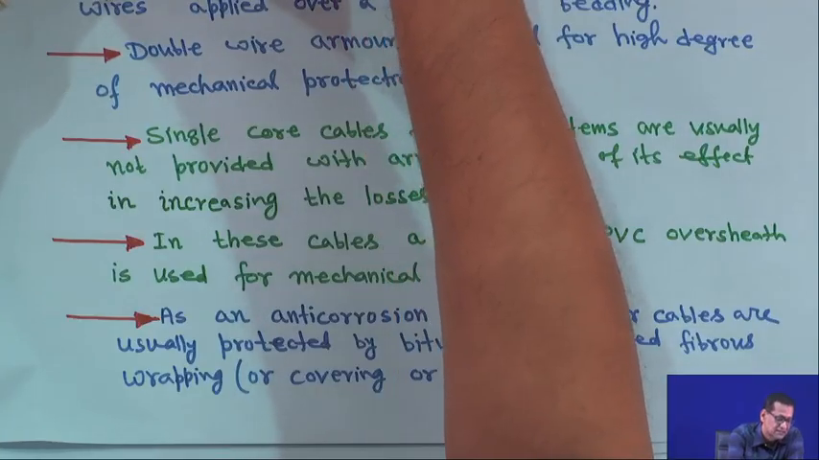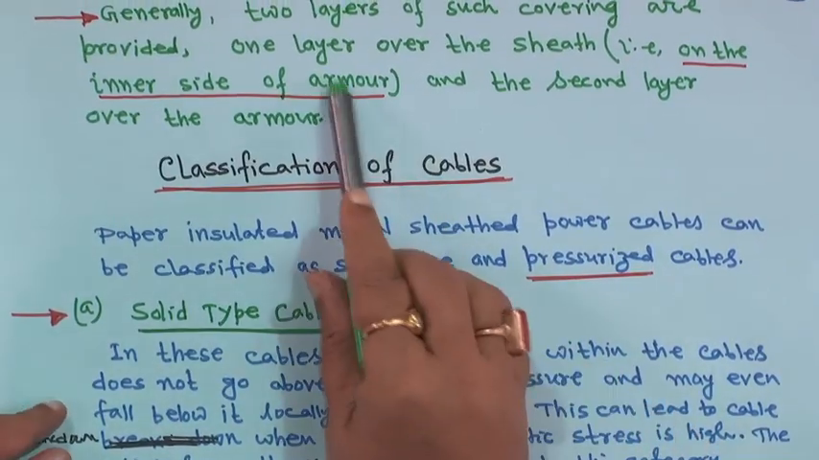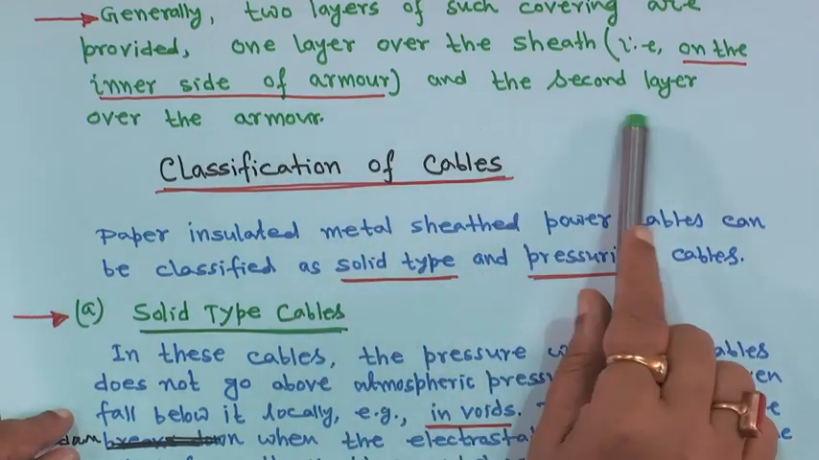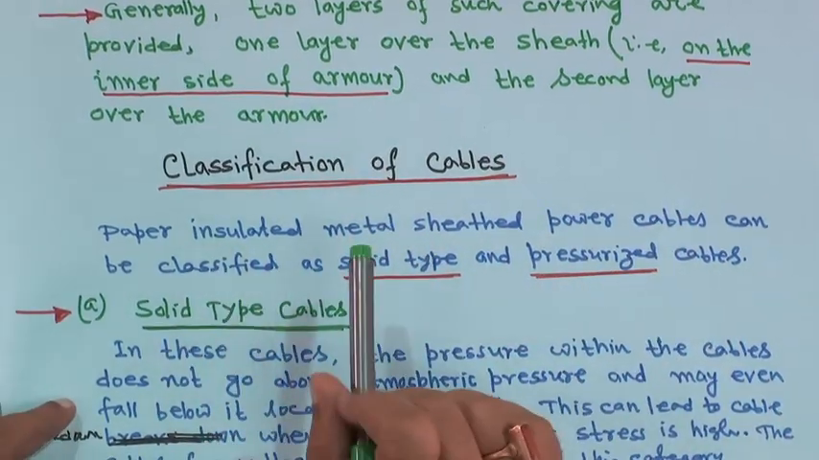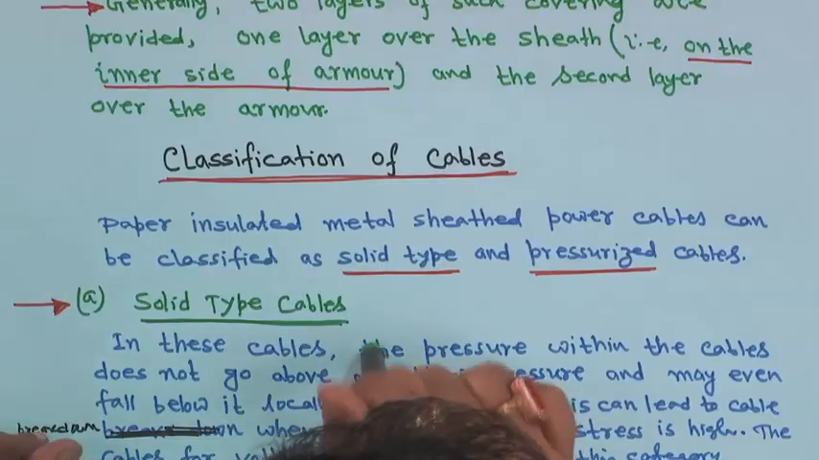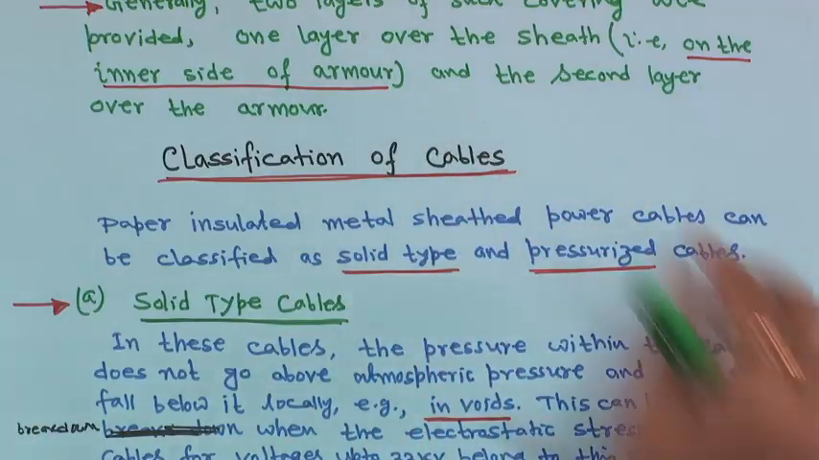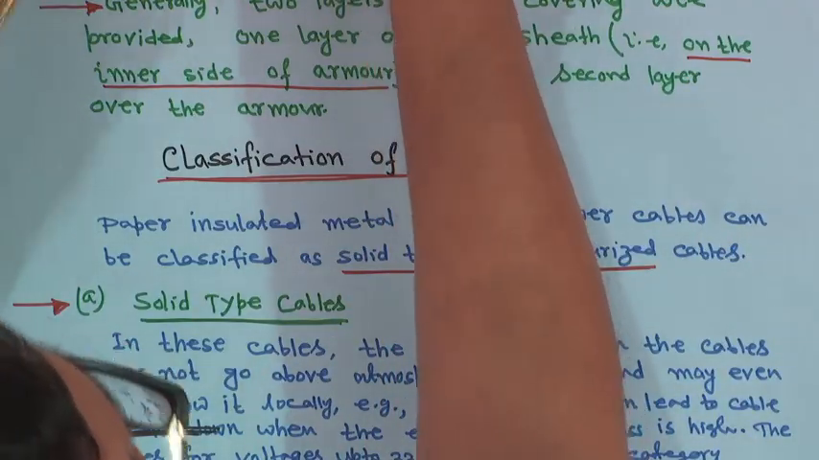These are certain things. Next, generally two layers of such coverings are provided, one layer over the sheath and on the inner side of the armor, and the second layer over the armor. Now, before the classification of cables, first I will show you one diagram.